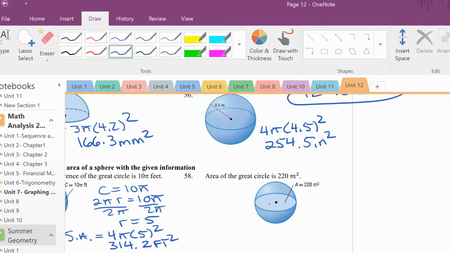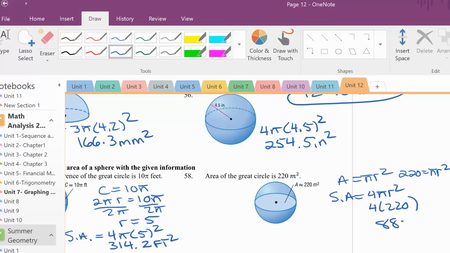Same thing here. Now it says the area of the great circle is 220 square meters. So we want to find the radius basically. But remember, area is pi r squared, right? And the surface area of a sphere is 4 pi r squared. So that means if pi r squared equals 220, then all we have to do is take 220 and multiply it by 4, and we get 880 square meters.